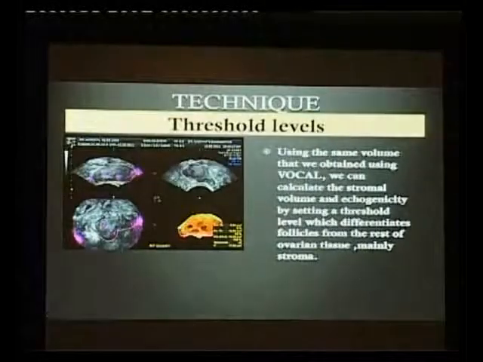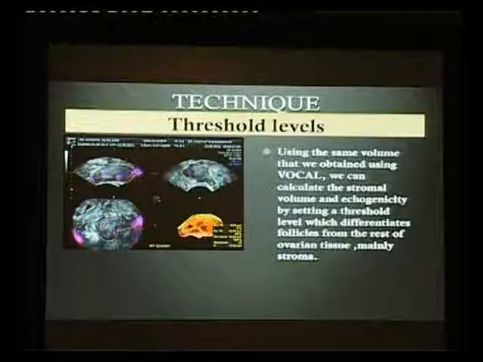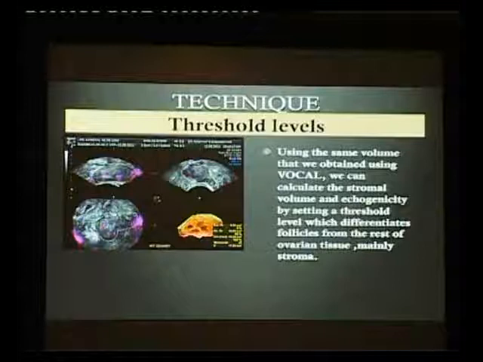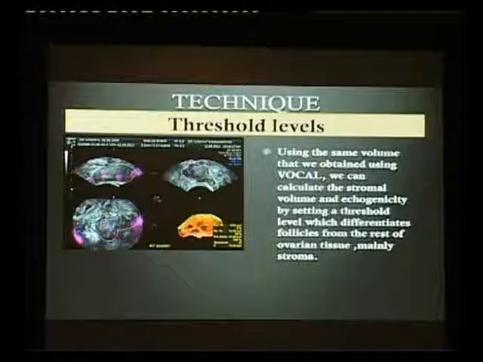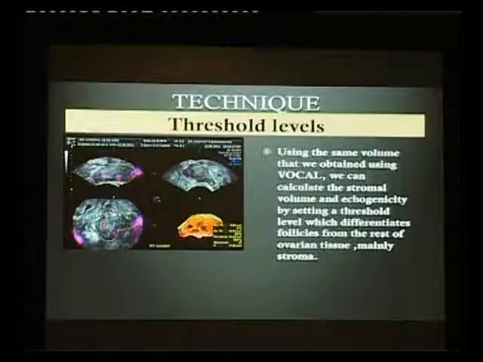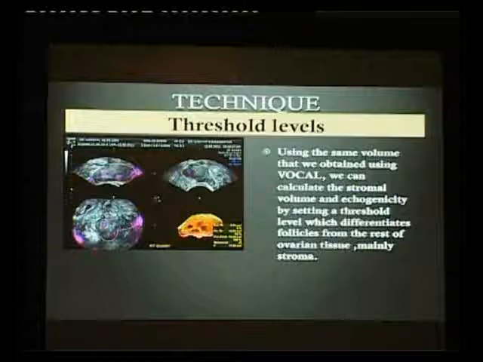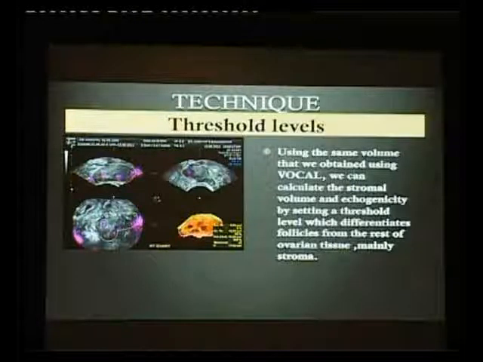And this machine will also color code each follicle separately so that we can identify each follicle in a different way. Using the same volume that we obtained using VOCAL, we can calculate the stromal volume and echogenicity by setting a threshold level which differentiates follicles from the rest of the ovarian tissue. This means using this technique, we can know that in that ovary, the cystic areas are calculated separately as a volume, and the remaining ovary is the solid ovary, which is calculated as a volume. So we can take the ratios and find out whether there is some stromal excess in these ovaries.